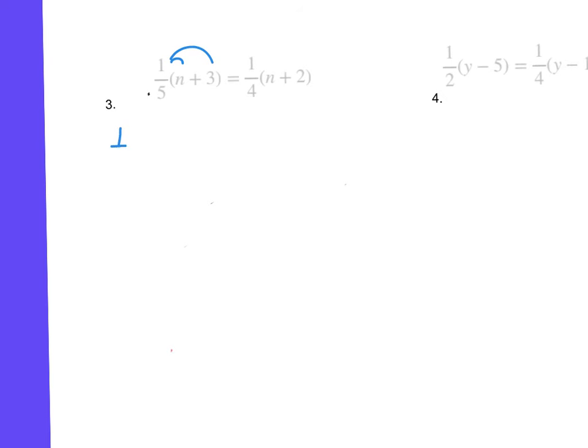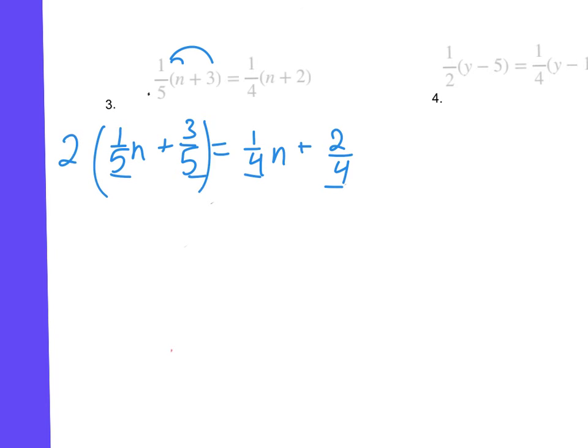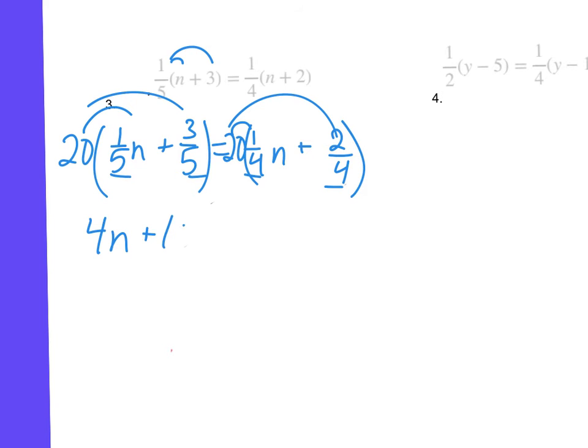Okay, so looking here, if I go ahead and distribute out, it gives me 1/5 n plus 3/5 equals 1/4 n plus 2/4 or 1/2. Okay, so now I've got 5, 5, 4, and 4. What number can they both go into? 20, right? Okay, now I've got a big, huge distribution problem. 20 times 1/5 n is going to be 4n. 20 times 3/5 is going to be plus 60 divided by 5, which is 12. 20 times 1/4 n is going to be 5n. 20 times 2/4 is going to be 40 divided by 4, which is just 10.